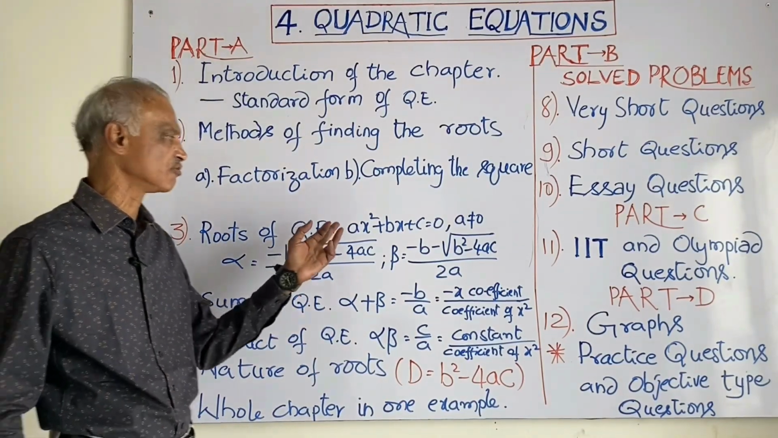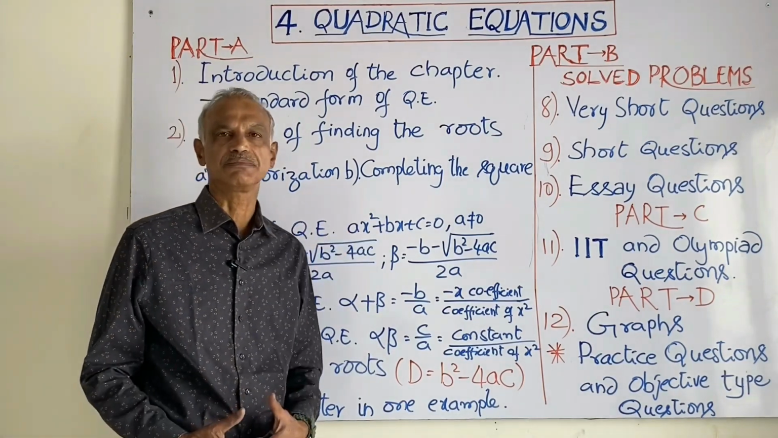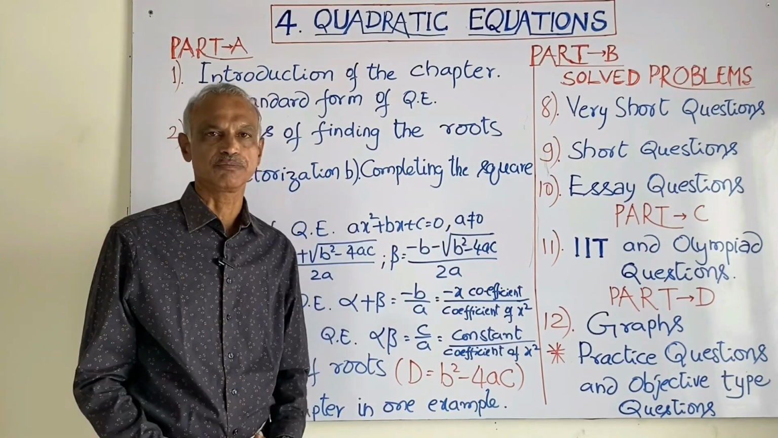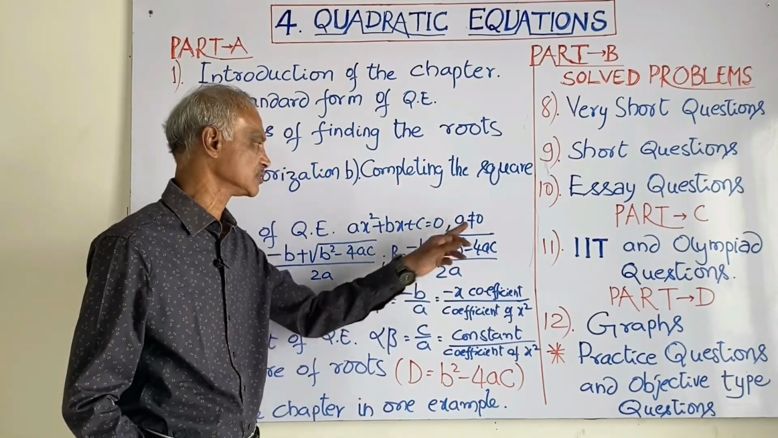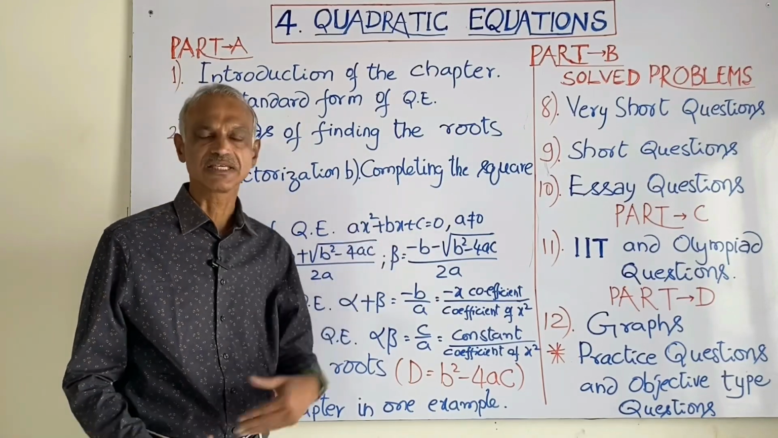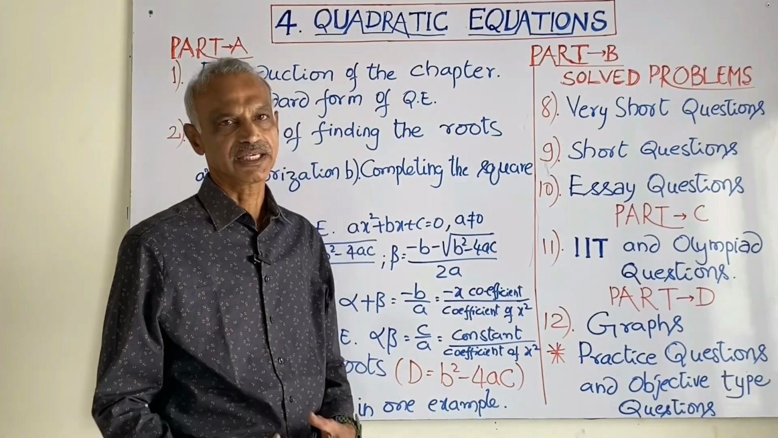What is the standard form of a quadratic equation? ax square plus bx plus c is equal to 0, a is not equal to 0. b and c may be 0, but a is not equal to 0. If a is equal to 0, it becomes bx plus c. That is a linear equation.